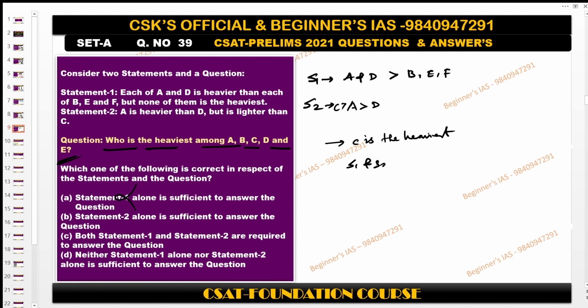Yes, sir. Both statement number 1 and 2 are required. With statement number 2 alone you cannot answer, since there is no data regarding B and E. Therefore, statement number 2 alone not sufficient. By combining both statements, statement number 1 and statement 2 are required to answer this question. Okay, anybody having a doubt with this question?